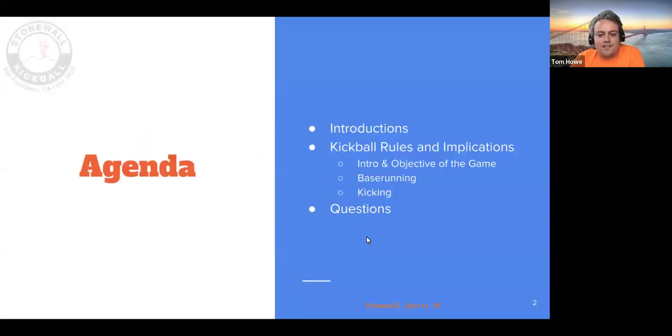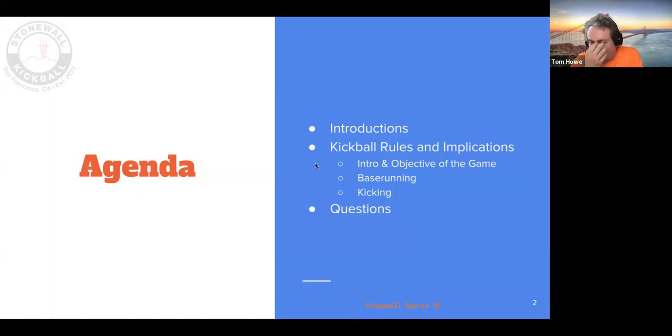So that said, we're going to start with introductions, a quick overview of who's actually running the league from the standpoint of the leadership board. For those who don't know, Stonewall Sports is a nonprofit organization, and San Francisco is the chapter in the PST, representing the Pacific time zone. Within this particular chapter, we have a board of leaders, and some of those individuals will be helping to direct most of the kickball this season. So we'll go through that.